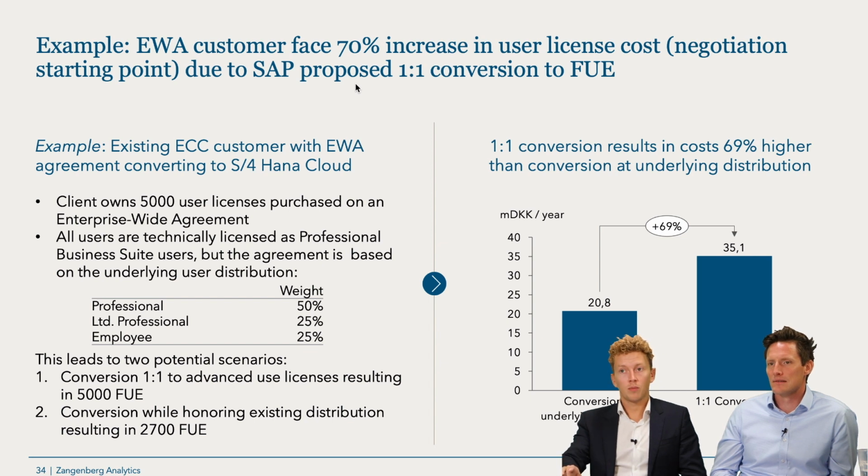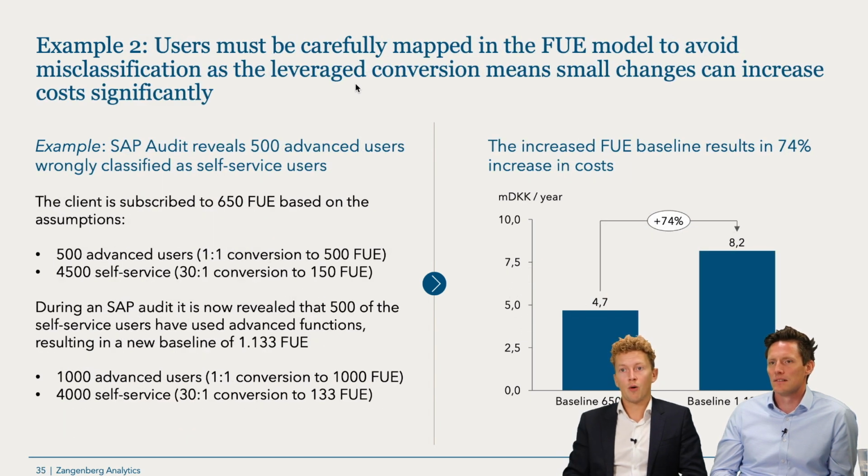Then we have another example, and our point is that inside of this particular EWA case, this conversion, the cost implication, is very, very sensitive to how you count the different users. So if you have today a mix of entitlements, and some of your users are using 1 or 2 maybe minor functionalities, that actually means that they will be put into another bracket.